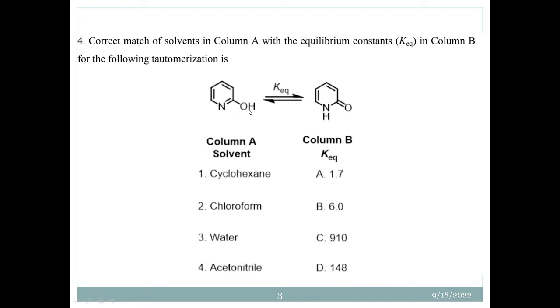Another thing we can say: the enol form gains stability from its aromaticity here, but it will be stabilized mostly in cyclohexane. So depending on which form you want more, you can choose your solvent accordingly. Okay, so these are the two factors.